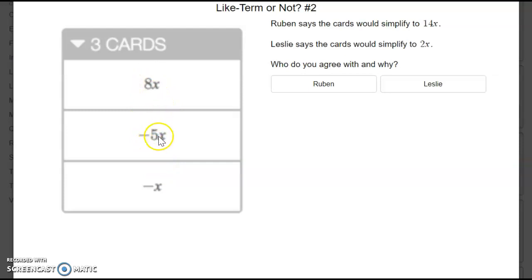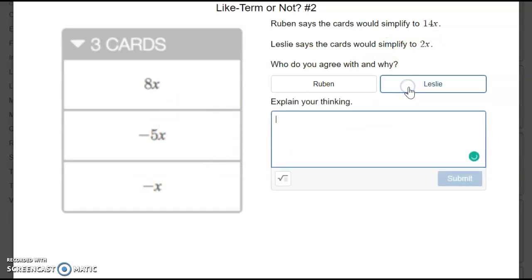That's the number in front of the variable. So that's 8 minus 5. What's 8 minus 5? That's 3. 3 minus 1. Okay, negative with no number in front is the same as negative 1. So 3 minus 1 is 2. So I would say it is 2x. So I would agree with Leslie.